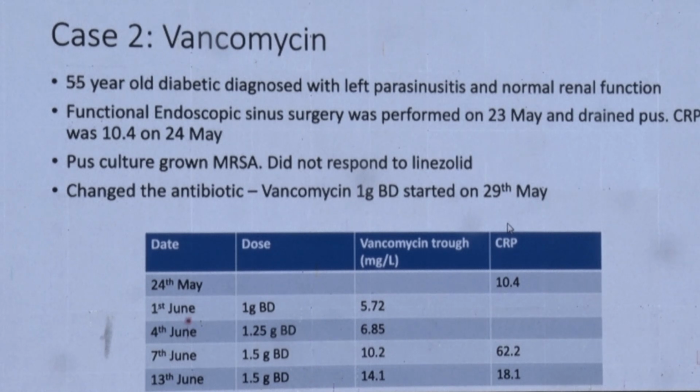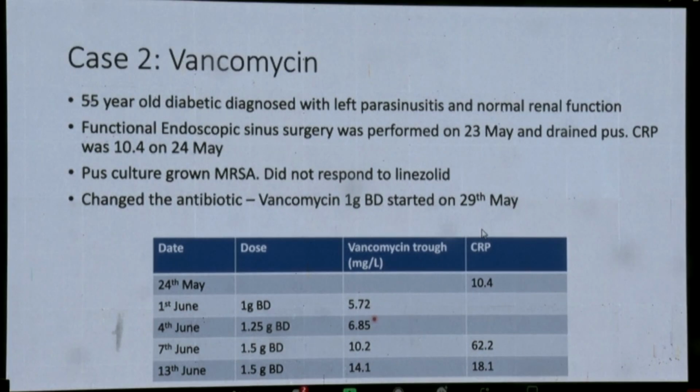And on 1st of June, we measured the antibiotic level. The trough was only 5.72. That is very low. What we expect is something above 10 to be adequate exposure. So on 4th June, the doctors increased the dose, and by 4th June, we measured it again, but still it was only 6.85. On 7th June, we changed the dose to 1.5 gram BD, and on 13th June, we measured again, it was 14.1, which is adequate exposure. So this patient improved with a change in antibiotic dose.